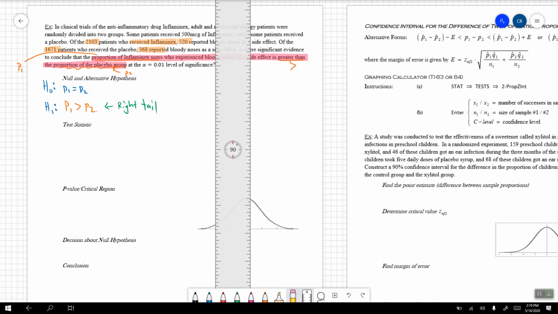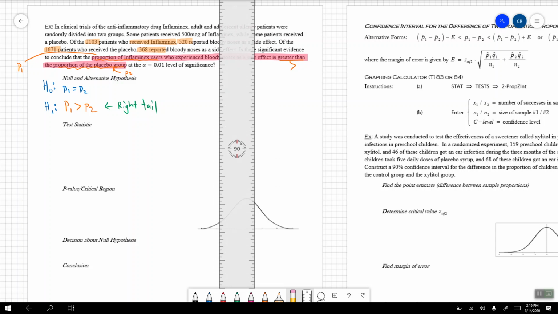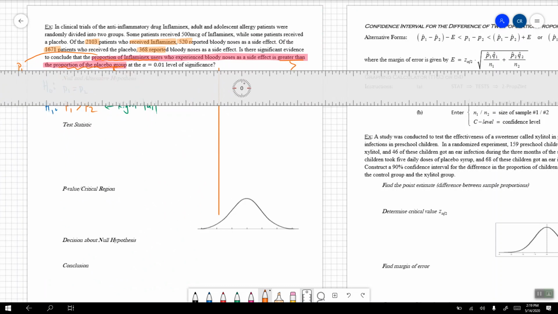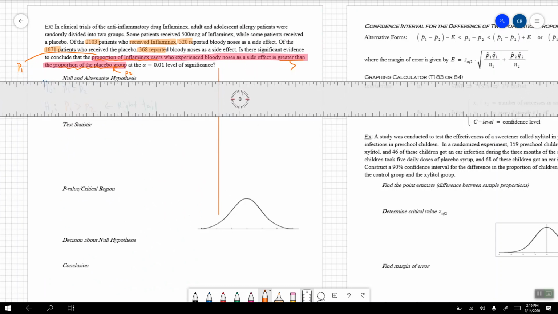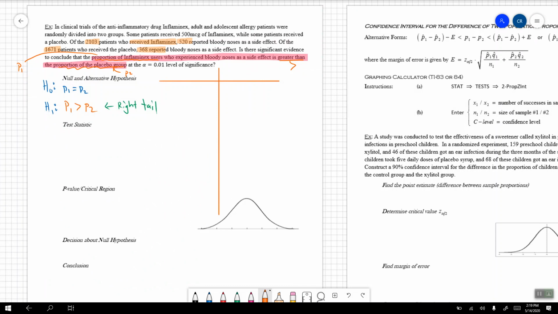All right, so let's see if we can go through this here. So one side is going to be Inflamanex, and the other side is going to be the placebo. Now, for those of you that don't know, the placebo just means that it's a sugar pill. It has no medical qualities behind it. It's just a pill that they give to simulate that somebody is getting real medicine, when they're in fact not getting anything.